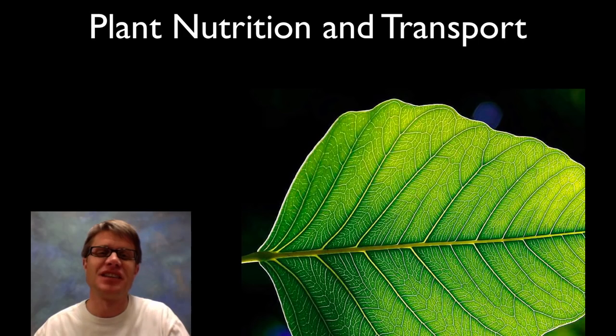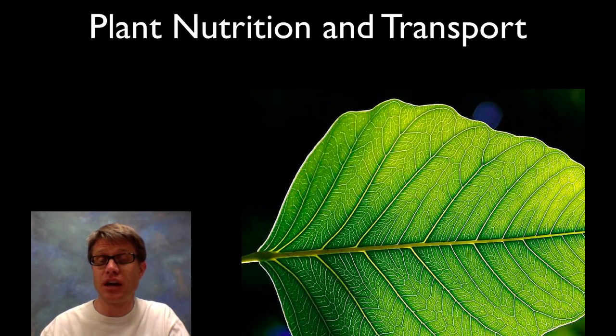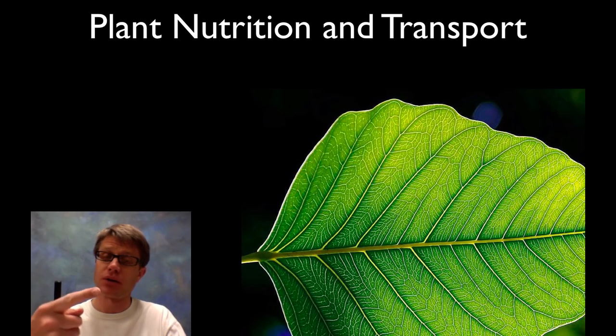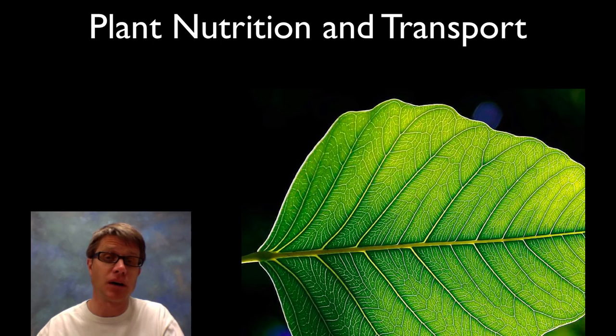Hi, it's Mr. Anderson, and in this podcast, I'm going to talk about plant nutrition and transport. I'm going to use a number of terms that you should be familiar with, like monocot, dicot, ground tissue, vascular tissue. And if you're not sure what I'm talking about, make sure you go back and watch the previous podcast on plant structure. But before we get into that, we should talk about what plants need.